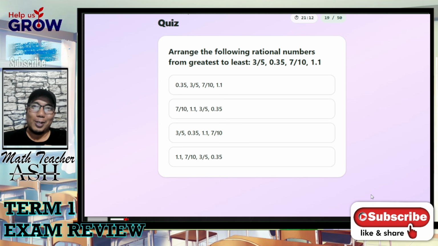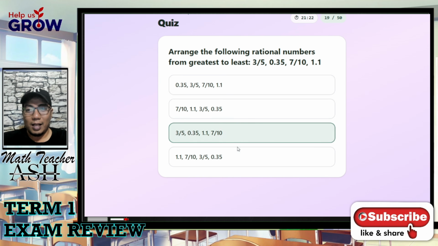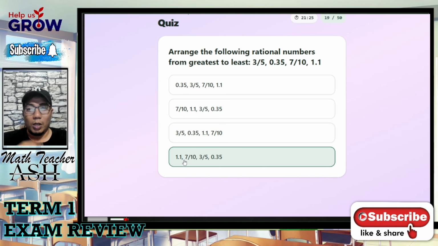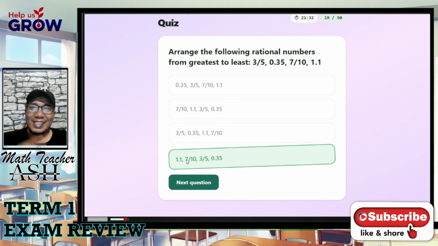Okay, my dear math learners, we are dealing here with greatest to least. So among the 4 given, the greatest value here is basically 1.1. So therefore, it is very obvious that the first value is 1.1. So we don't need to validate the other choices. Let's check whether we are correct. Alright, easy, right? So now let us go to question number 20.